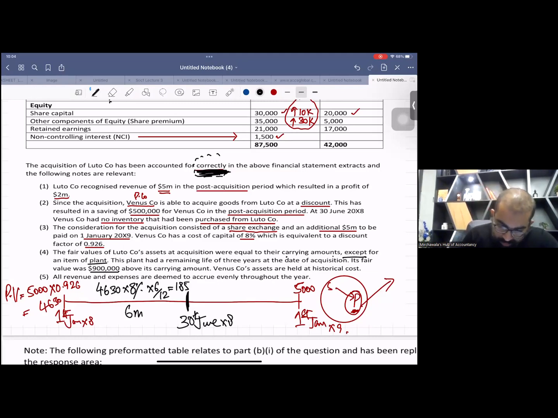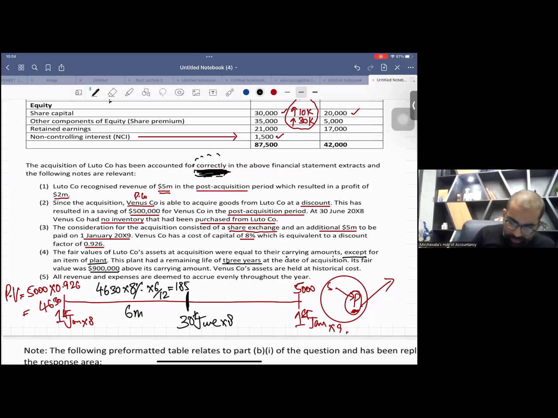And how much life is left? It's 3 years. Can anybody tell me the extra excess depreciation of this fair value adjustment for 6 months? For 6 months, because the takeover date is, don't forget. See, in the examiner report, they have written, these are the small mistakes students do, like 6 upon 12, 9 upon 12.